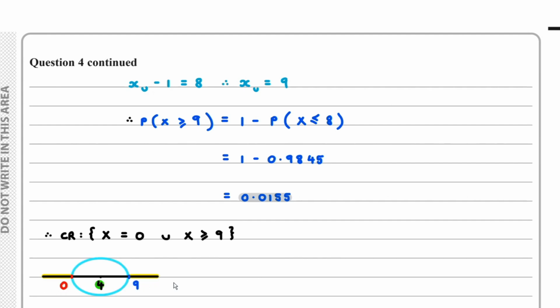And here is that represented on a diagram. If we have a value between 0 and 9, that is where we do not reject H0. But when x is equal to 0 or x is greater than or equal to 9, that is when we reject H0.